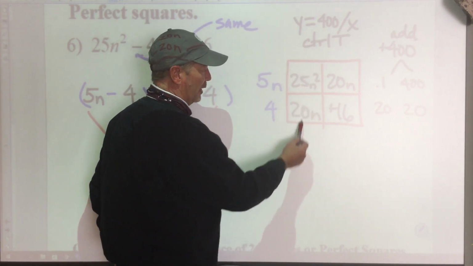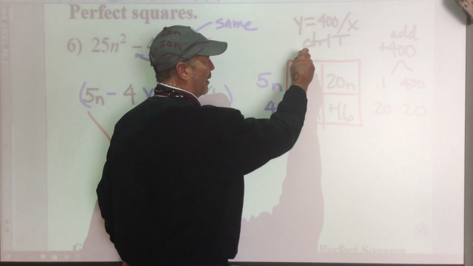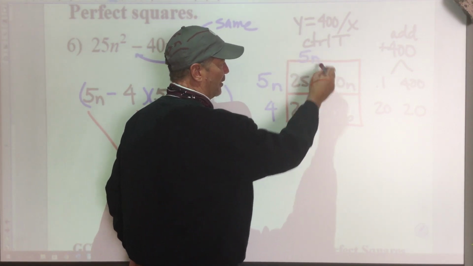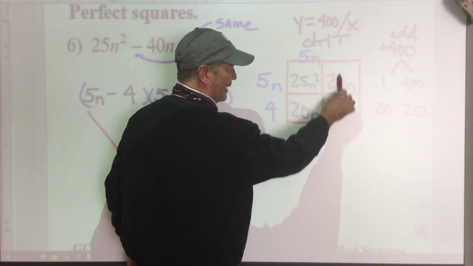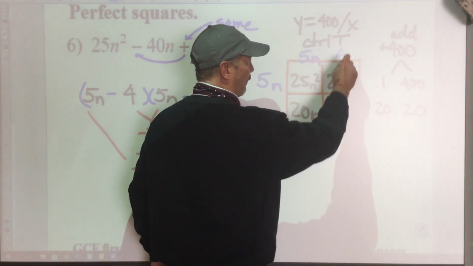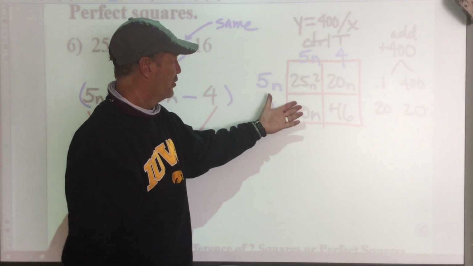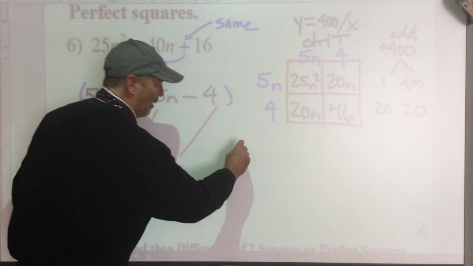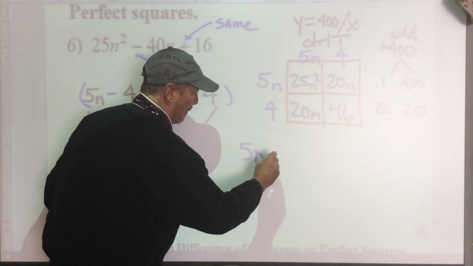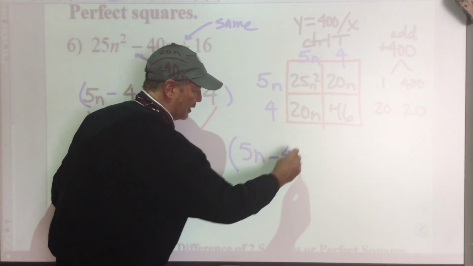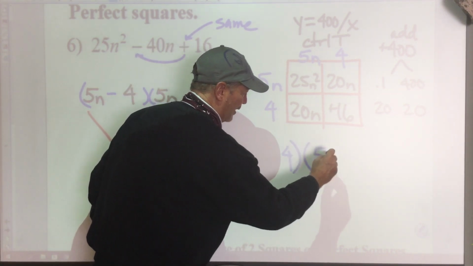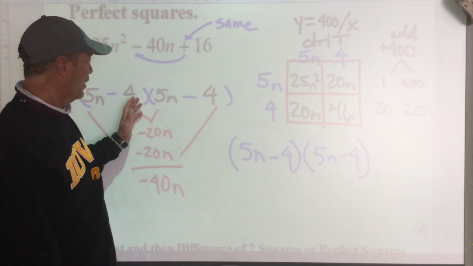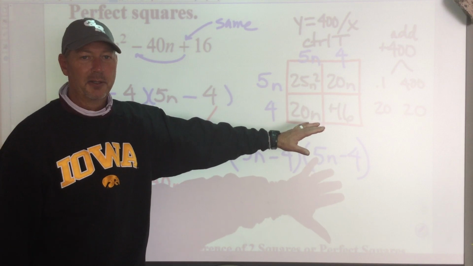What number goes into 25 and 20? 5. And they have the letter N in common. What number goes into 20 and 16? The number 4. And there's your numbers or your terms that you fill in. And so you would come over and you would say 5n minus 4, because we know the signs are the same. 5n minus 4. So either way, this is how you could factor it.